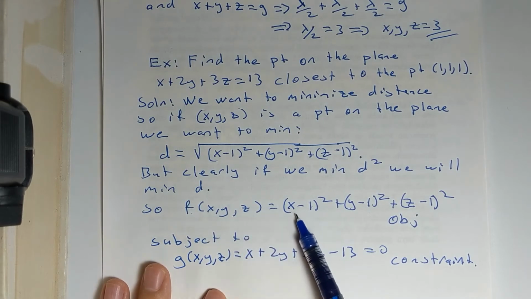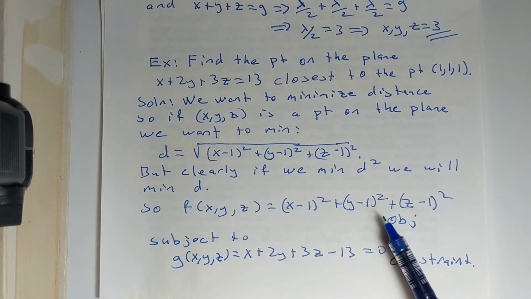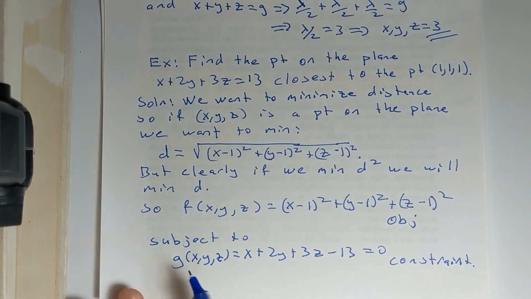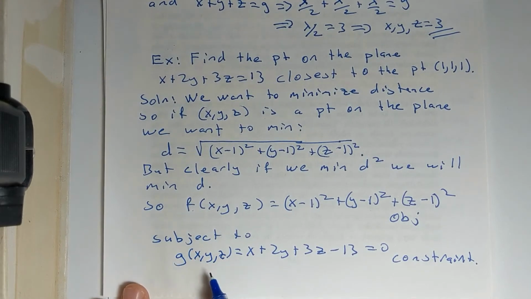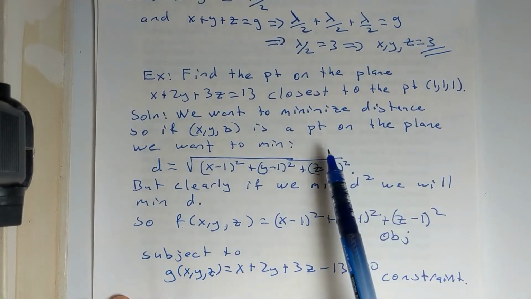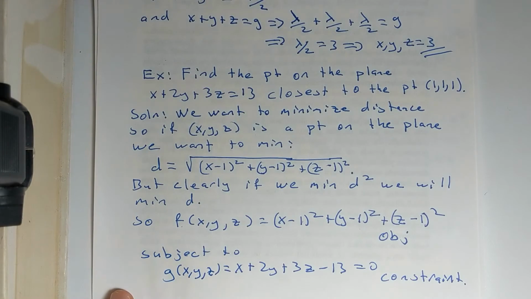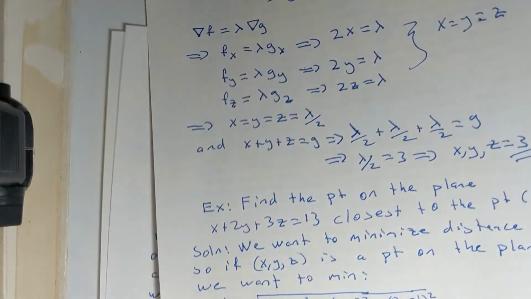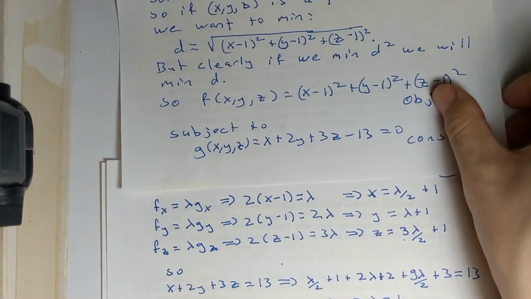f of x, y, z is equal to (x minus 1) squared plus (y minus 1) squared plus (z minus 1) squared. This is my objective function. That's my goal, subject to the constraint g of x, y, z, which is x plus 2y plus 3z minus 13. Again, I'm just setting the plane equal to 0, subject to this constraint.